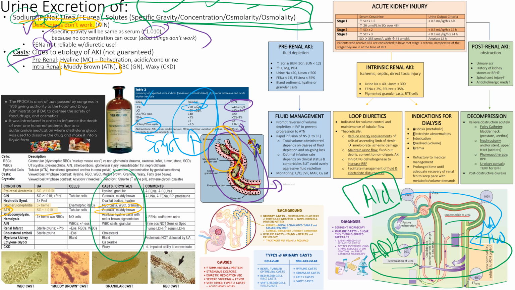And then RBCs is glomerulonephritis. We kind of touched on that just briefly, right? If I'm attacking my glomerulus, it's going to get very, very leaky. It's going to leak proteins and RBCs, right? And I'm going to see some WBC casts a little bit as well.